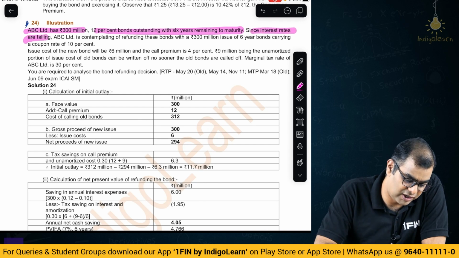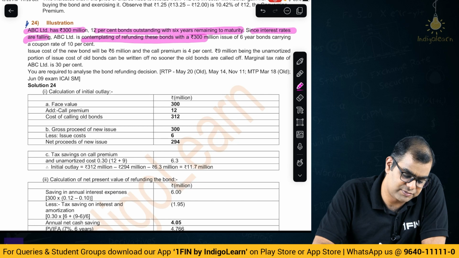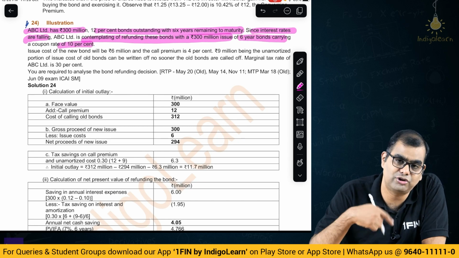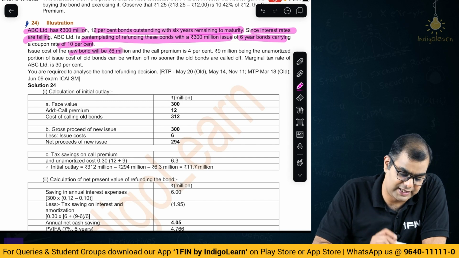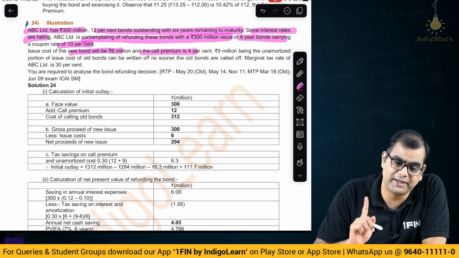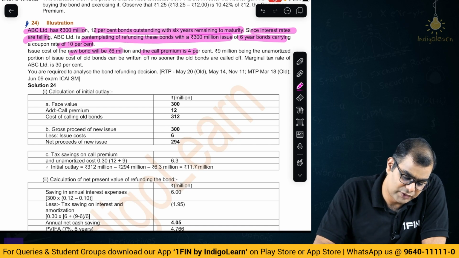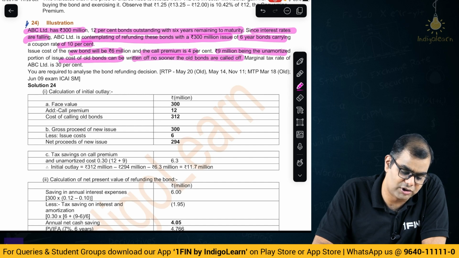Since interest rates are falling, ABC is contemplating refunding these bonds with a 30 crore issue of 6-year bonds carrying a coupon rate of 10%. So you are refinancing. Issue cost of the new bond will be 6 million, that is 60 lakhs, and the call premium is 4%. That is, when you are calling back the bonds, you have to pay a premium of 4% of the value of the bond.